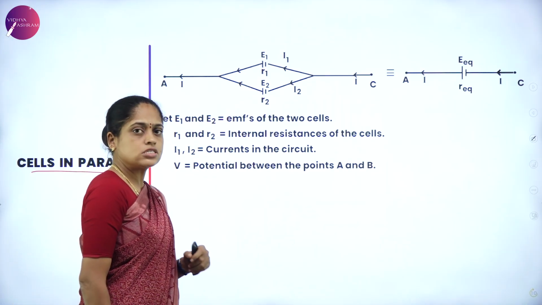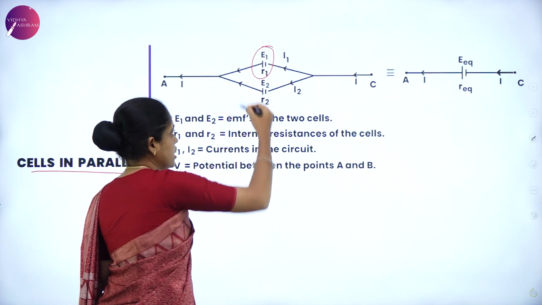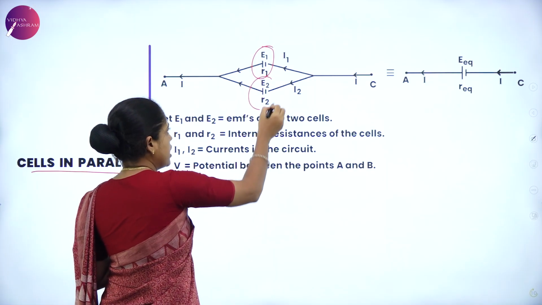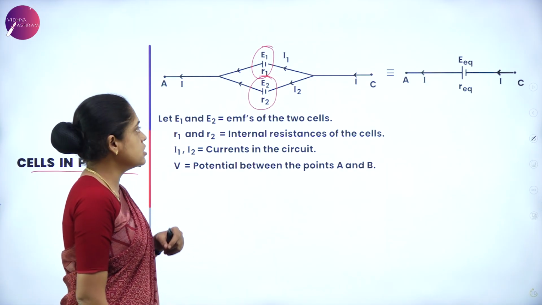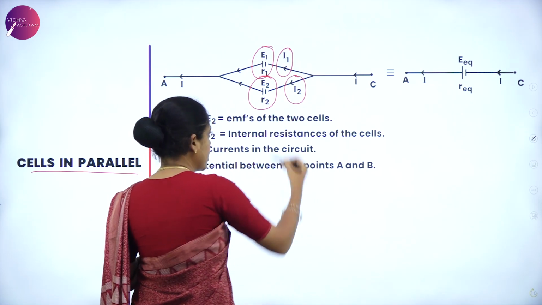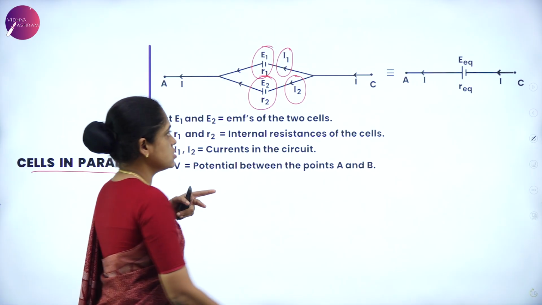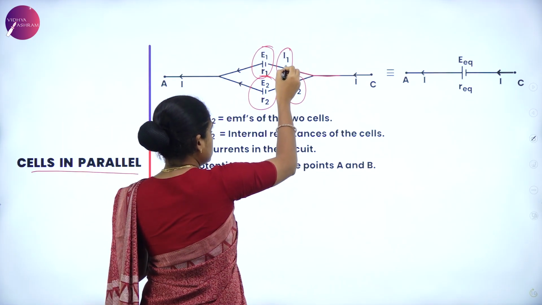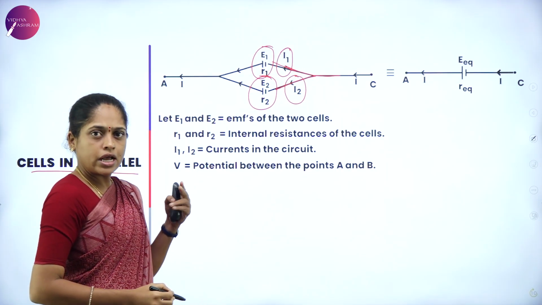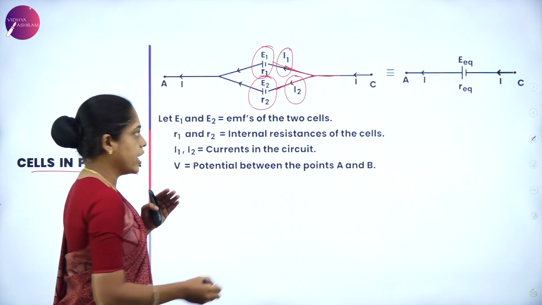This arrangement is a parallel arrangement, where the first cell has EMF E1 and internal resistance R1, and the second cell has EMF E2 and internal resistance R2. The current through the cells is I1 and I2 because the current has two paths. So, the current divides here and flows through the two cells. The current we will consider in the first cell as I1 and in the second cell as I2.